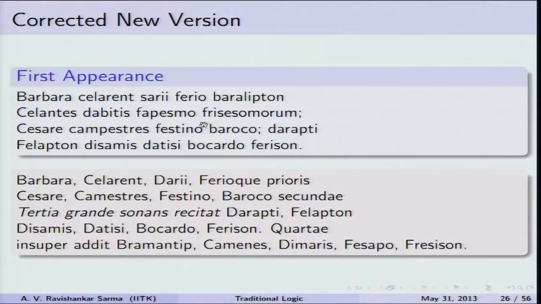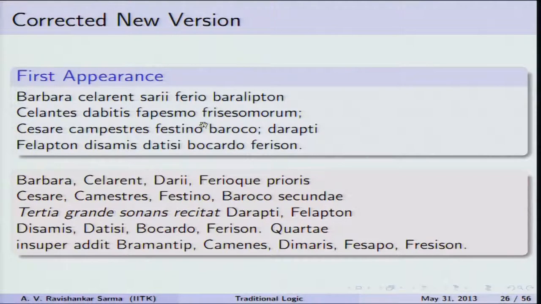In the first figure we do not find any such thing, because they are considered to be perfect moods. Whereas starting from the second figure onwards, that means Cesare, Camestres, etc., suppose you observe Cesare, C-E-S-A-R-E. E stands for a vowel, that means it is an E-A-E proposition, and immediately after E we have a consonant S. S stands for a unique code, which I will talk about a little bit later. It stands for simple conversion, etc.